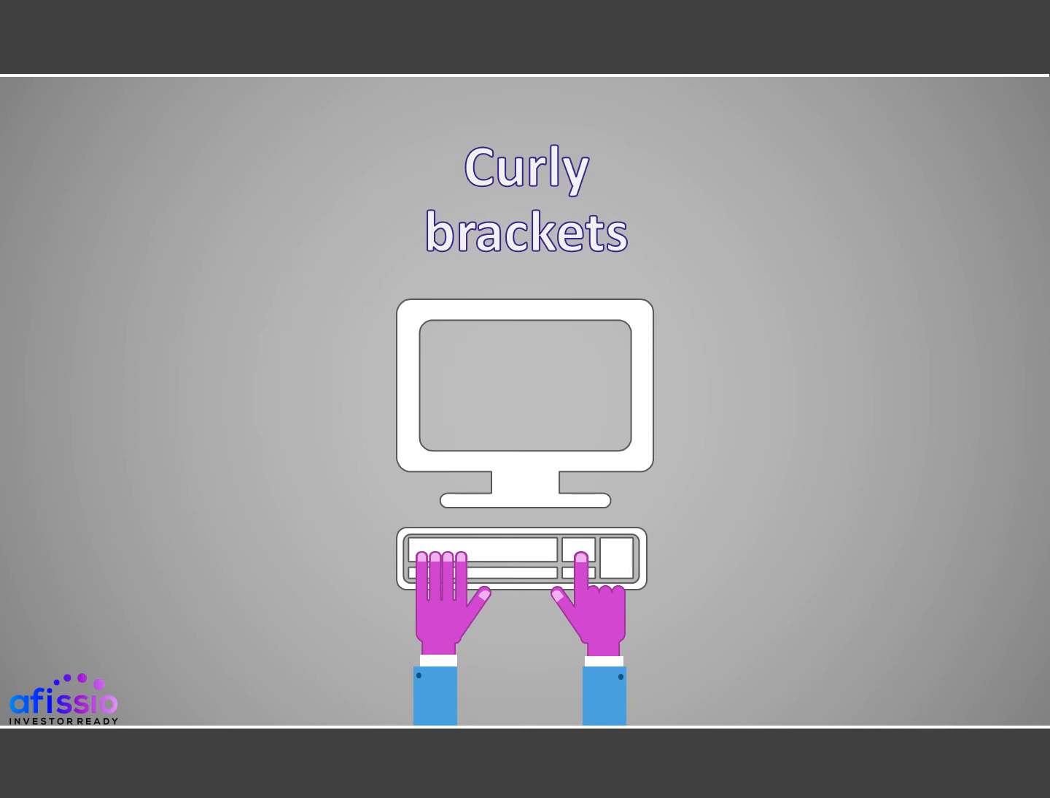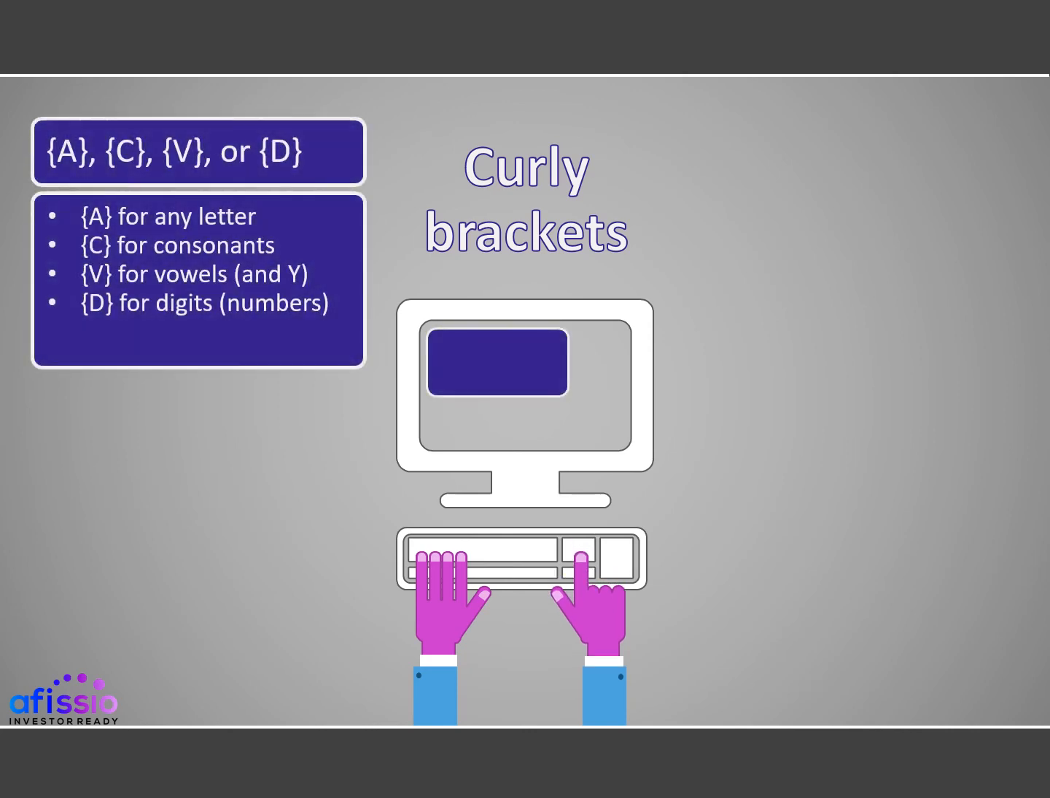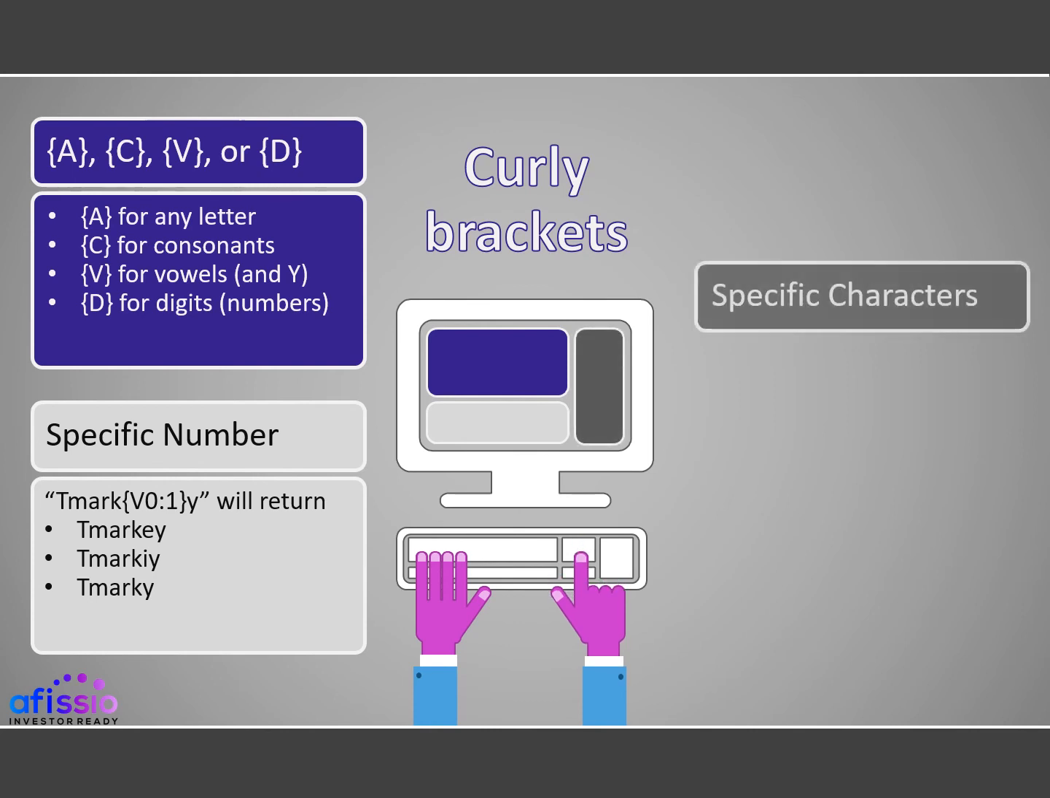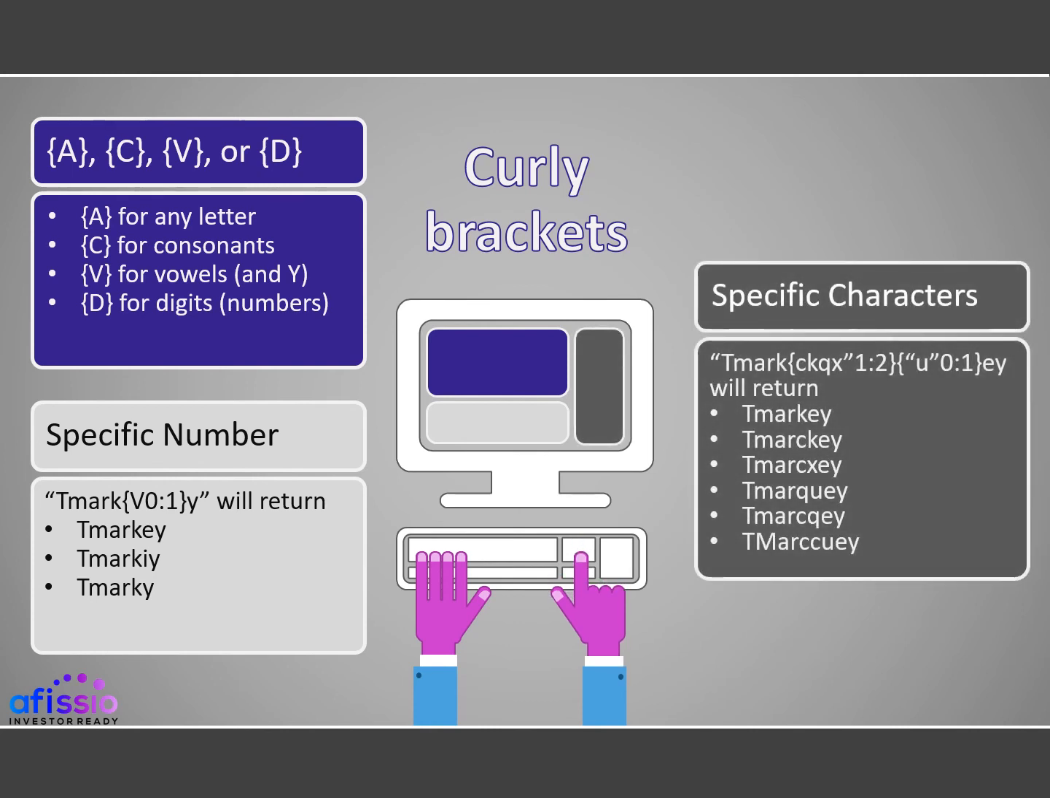Use A, C, V, or D in curly brackets to find marks that match your search term but with different type of characters. Use the curly brackets in your search to find a specific number of characters by including a range of numbers inside the brackets. You can also use curly brackets in your search to find specific characters, which you will enter in quotation marks inside the brackets.